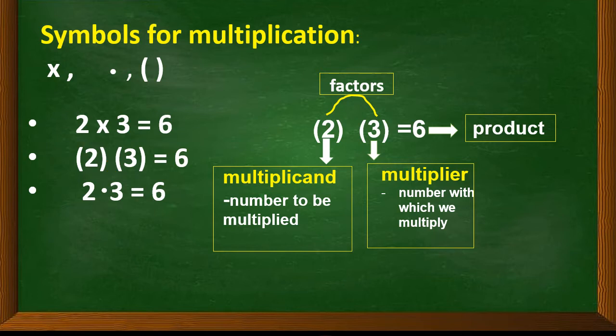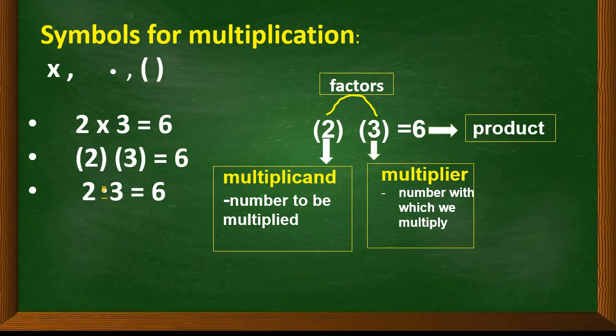Okay, another thing, be careful also in using a dot or bullet because sometimes when it is not placed correctly, it can be considered as a decimal point. So it should be placed midway between the two numbers.